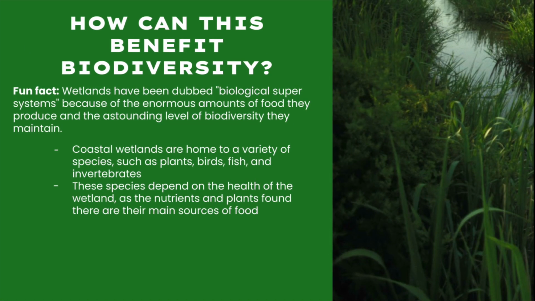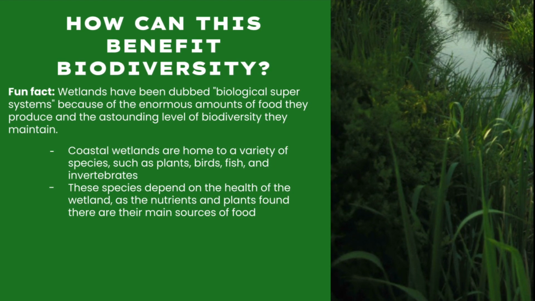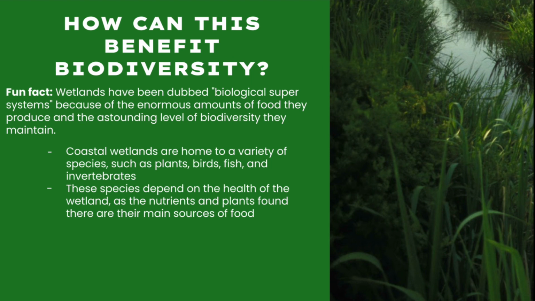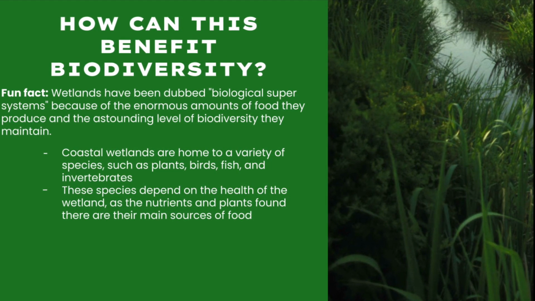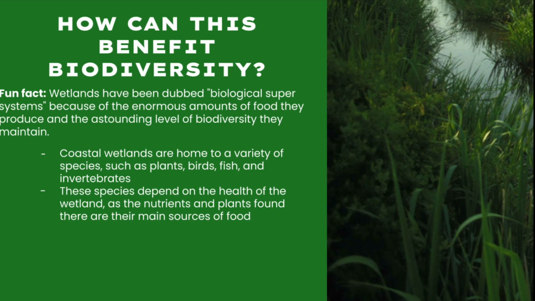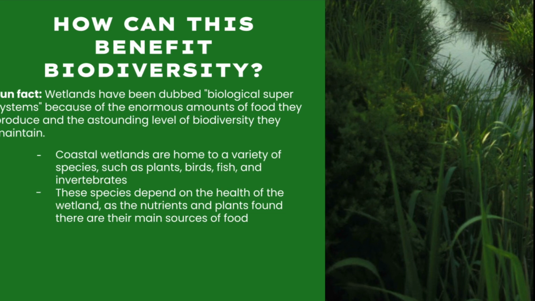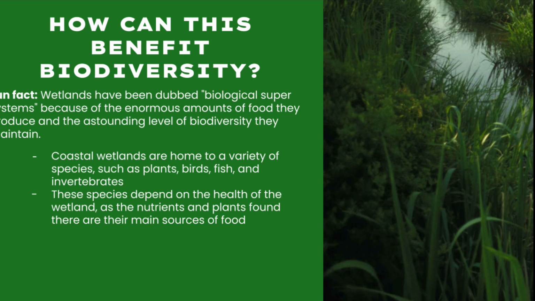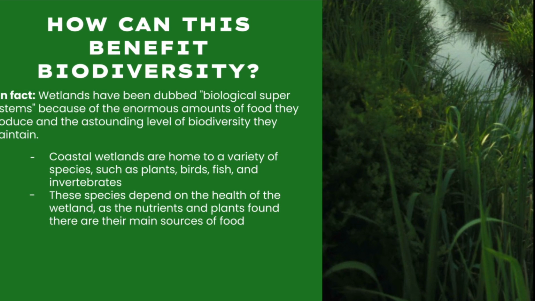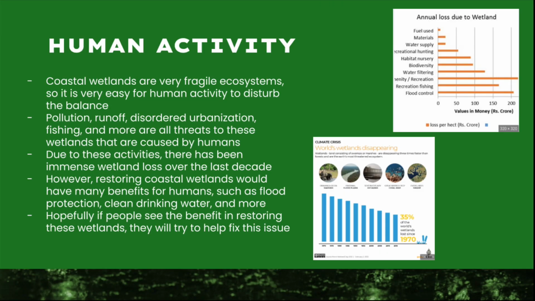How can this benefit biodiversity? Coastal wetlands are home to a variety of species such as plants, birds, fish, and invertebrates. Wetlands have been dubbed the biological supersystems because of the enormous amounts of food they produce and the astounding level of biodiversity they maintain. These species depend on the health of the wetland, as the nutrients and plants found there are their main sources of food. Helping to restore these wetlands would help boost the amount of food available to these species, thus allowing for greater biodiversity.